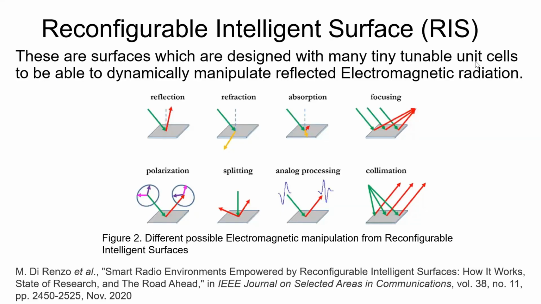These reconfigurable intelligent surfaces are called RIS for short. They are made of a bunch of unit cells, as discussed before, that are dynamically tunable, and they are used to control the reflection of incident electromagnetic radiation. There are many different applications, but I'll be talking about beamforming with regards to our reconfigurable intelligent surface.